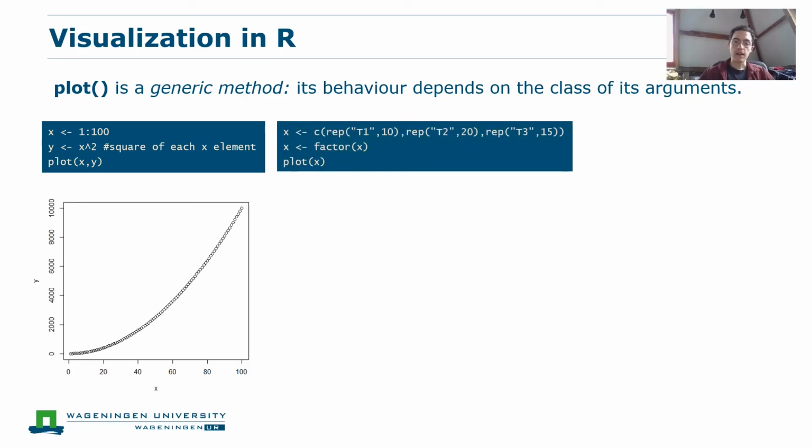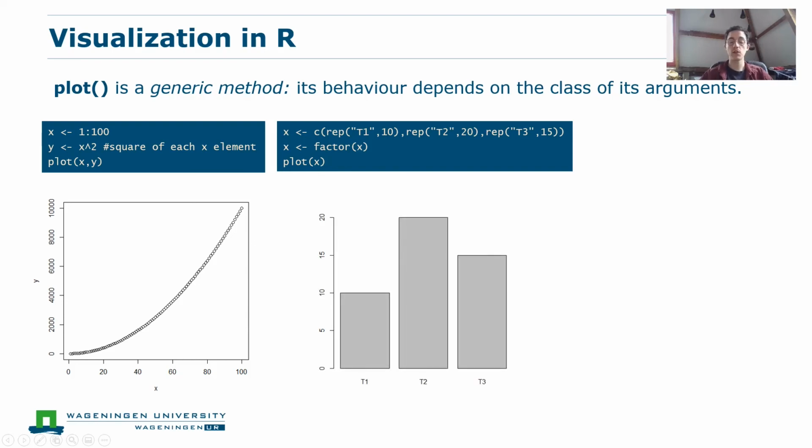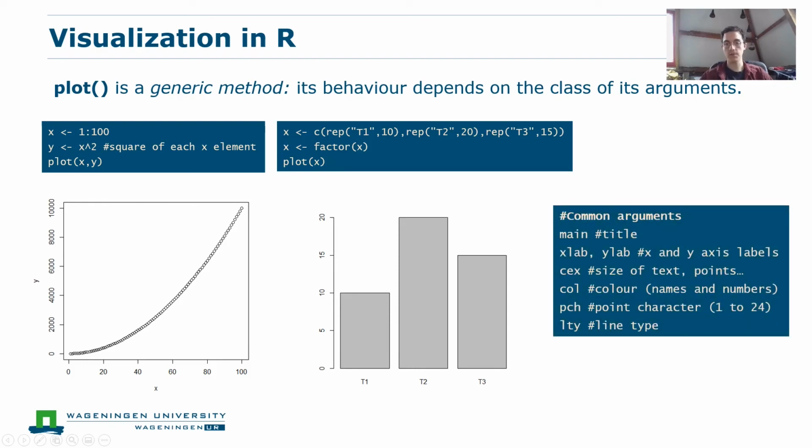If instead I give a vector that contains a series of characters, t1 repeated 10 times, t2 repeated 20 times, and t3 repeated 15 times, and I turn this into a factor, and I plot this factor, then it will create a bar plot where it shows me the counts for each of the classes that were present in this factor vector. There are some common arguments to all plot functions.